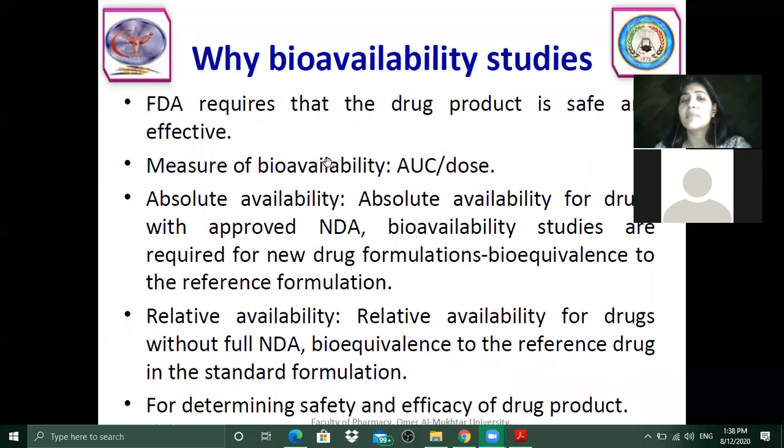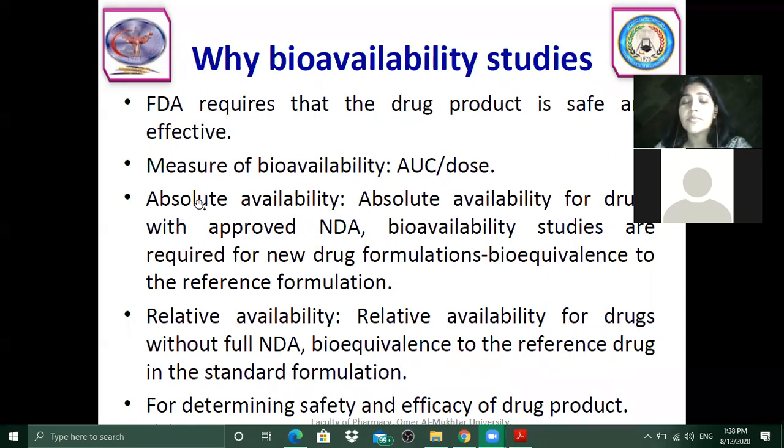The measurement of bioavailability is generally done through the area under the curve, by the dose you have given to the subject, or to the animals if you're doing a preclinical trial. Then there are two types of bioavailability. First is absolute bioavailability and another one is relative bioavailability.